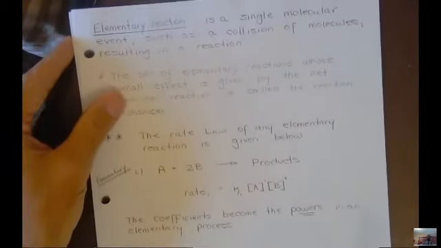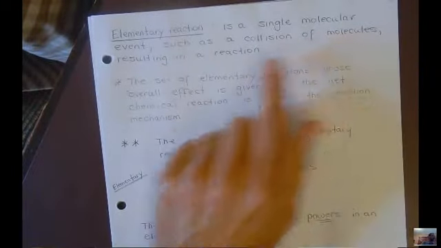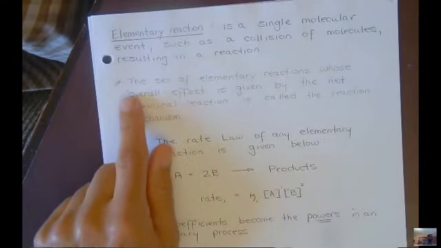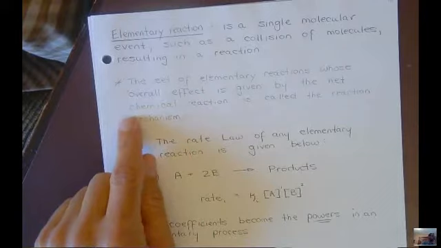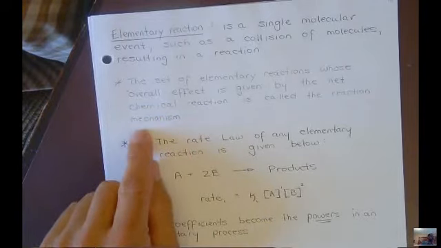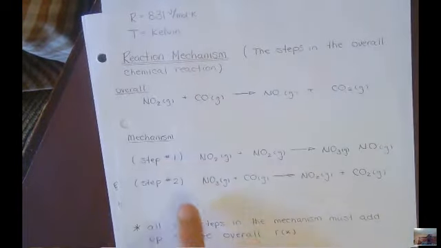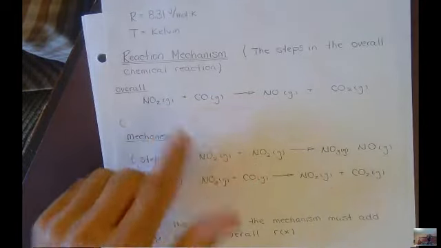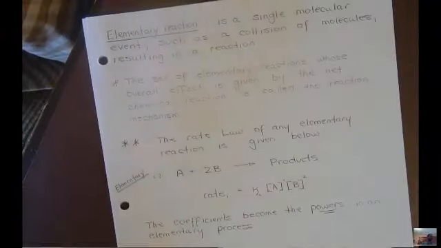Here's that definition. Elementary reaction is a single molecular event, such as a collision of molecules resulting in a reaction. The set of elementary reactions whose overall effect is given by the net chemical equation is called the reaction mechanism. So this is the mechanism, the steps that give you back the overall reaction. It's got to happen somehow, right? You don't know the exact steps, okay?